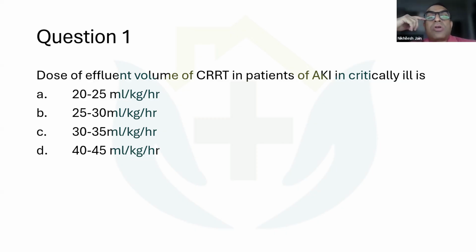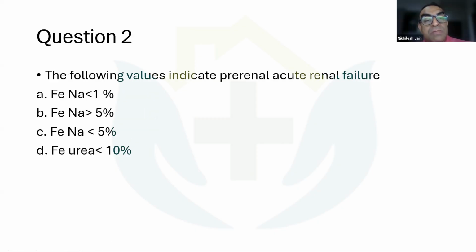The dose of effluent volume of CRRT in patients of AKI in a critically ill patient, what is recommended is 20 to 25 mL per kg per hour. This is standardized, it is given everywhere in the literature. So it's a no-brainer, you have to know this. The dose of effluent volume of CRRT in patients of AKI and critically ill is 20 to 25 mL per kg per hour. So which of the following values indicate pre-renal acute renal failure?